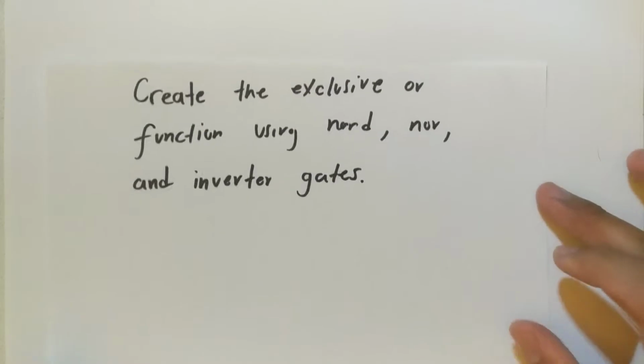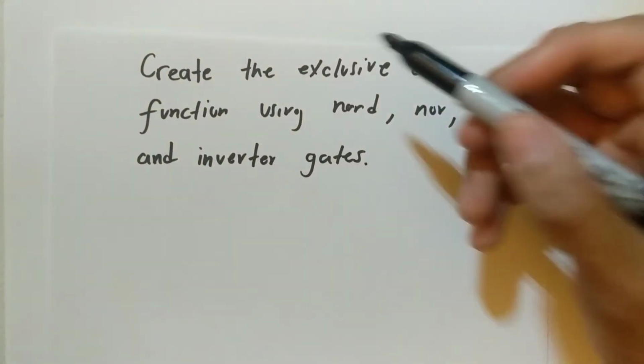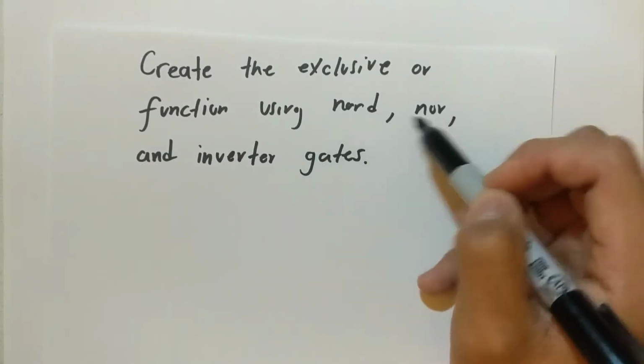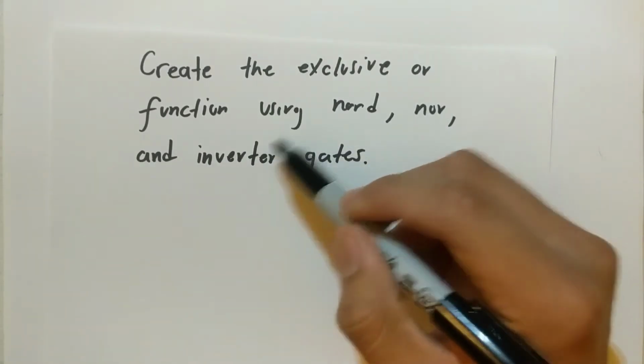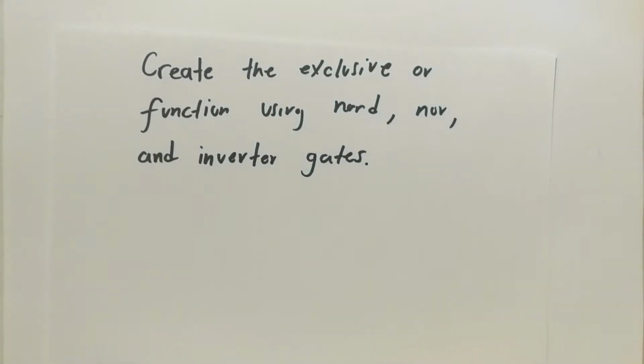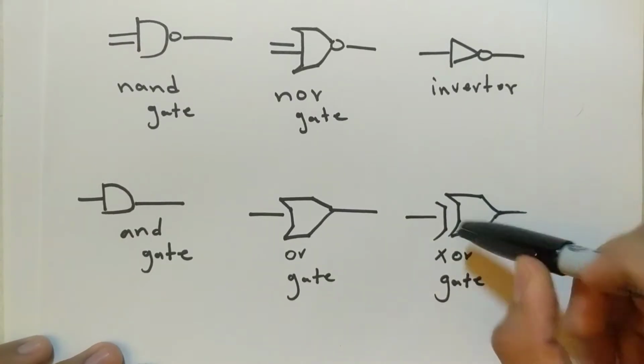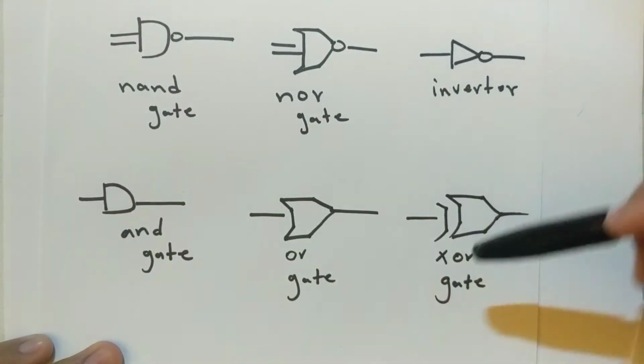Let's do a simple question. So right here, we have create the exclusive OR function, XOR, using NAND, NOR, and inverter gates. So using 3 gates, 3 of all the gates we have, how can we create the exclusive OR gate? So using these 3 gates, how can we create this one?